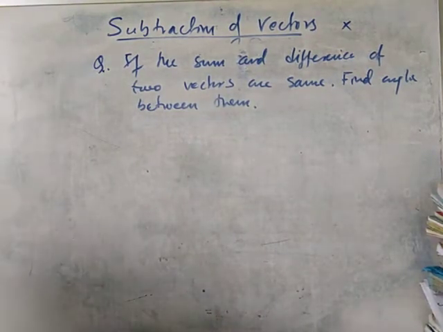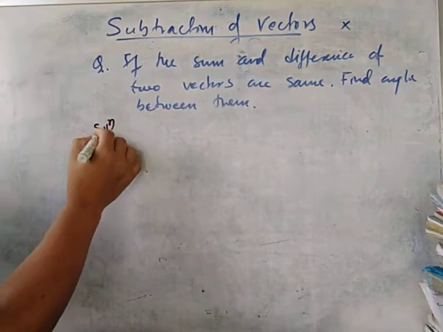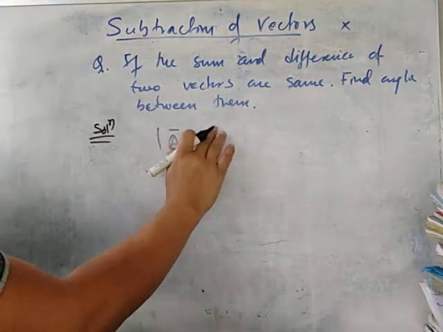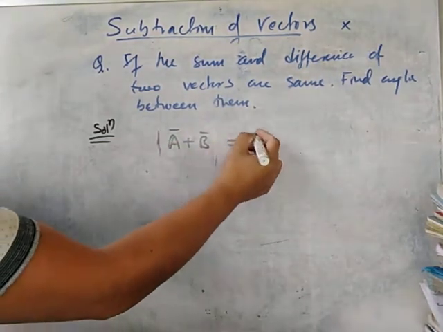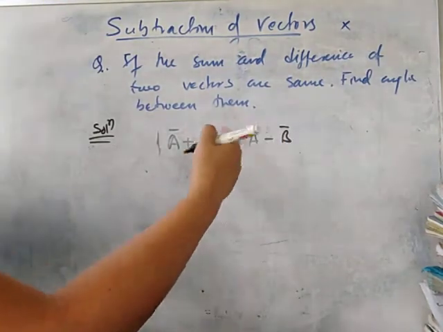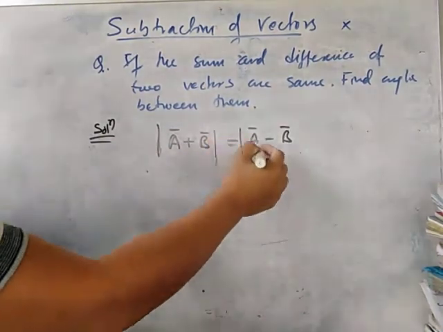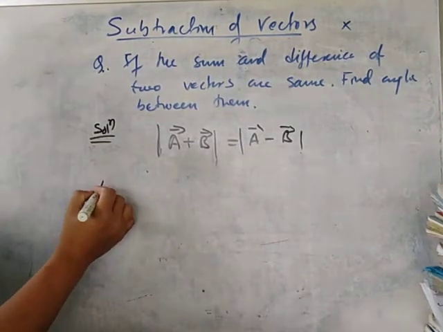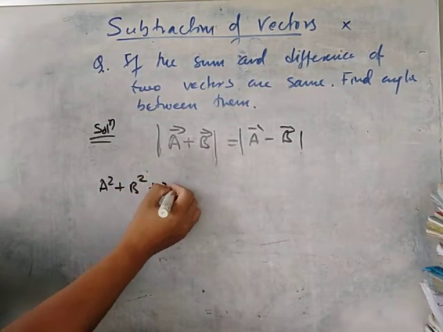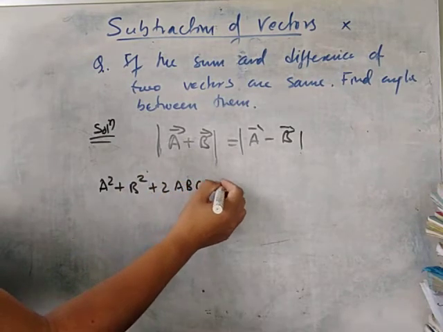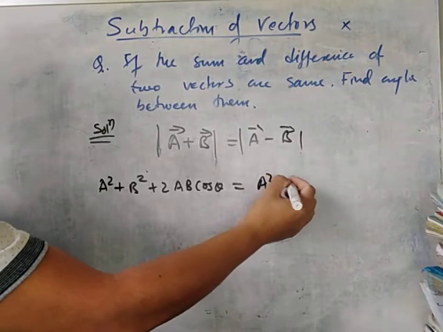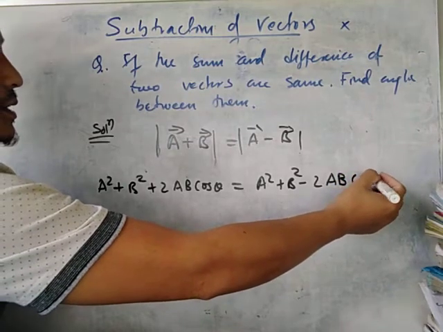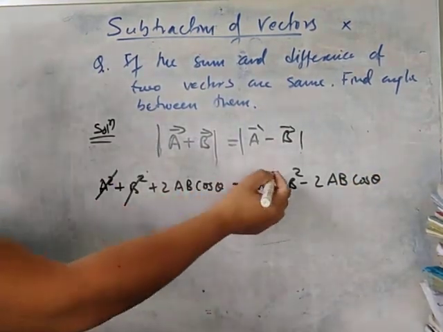So sum and difference, isn't it? So solution, write down. Vector A plus vector B equals to vector A minus vector B. We cannot write like this. Okay, so what do we do? Take the modulus. When putting arrows, it will be a different matter. Put the formula for both. This is how much? A square plus B square plus 2AB cos theta. This is how much? A square plus B square minus 2AB cos theta, isn't it? So A square gone, B square gone.